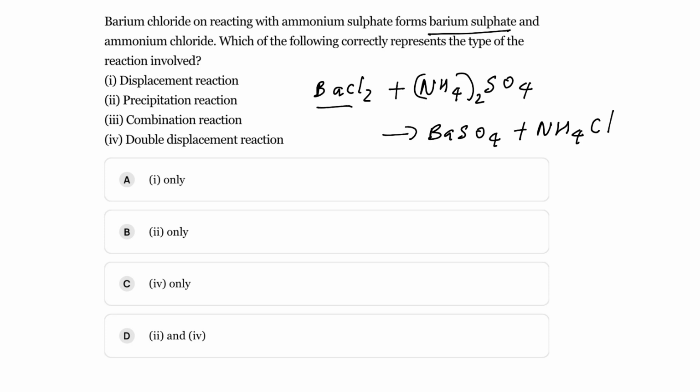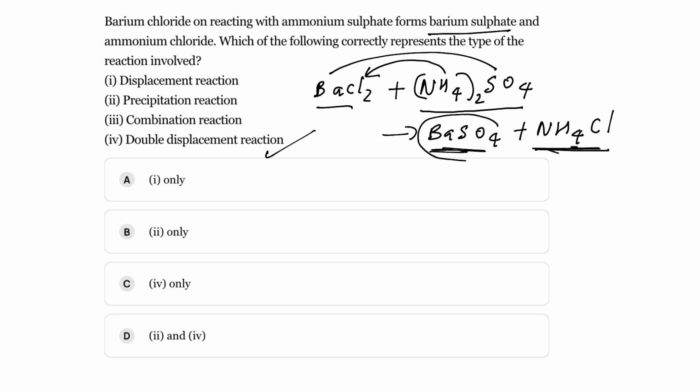Okay, BaCl2, (NH4)2SO4, BaSO4 and NH4Cl, right? Now, here you can see barium is combining with SO4 and NH4 is combining with Cl. So you are getting this product. That means exchanging the partners. So double displacement reaction. Plus BaSO4, you already know it is a precipitate.